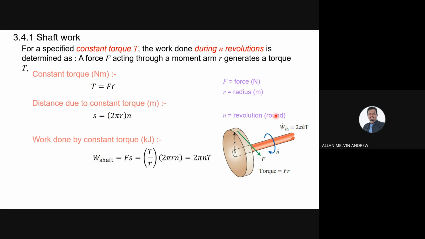So you can see here, this is for the rate, with a dot on top. If the question asks you to calculate the rate of work done by the shaft, it equals 2 pi n dot t. Okay, so these are the formulas for shaft work. I already covered this: work done by a shaft per unit time.